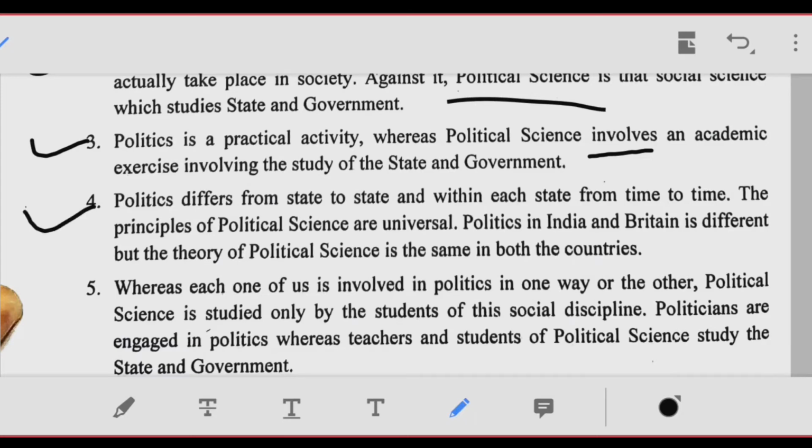Now number four. Politics differ from state to state. That is correct. Our government works in a different way. The US government works in a different way. The day-to-day work of the government is different in all the states, all the different countries. So many countries are there in the world, so different governments are functioning in this world. So the politics differ, that means the activities of the government differ from state to state. Then the principles of political science are universal. So whatever we study about state is studied all over the world.